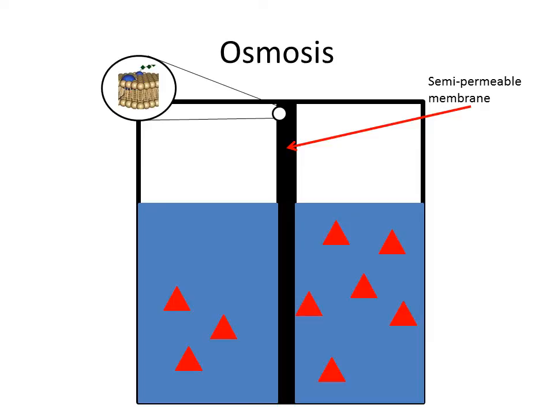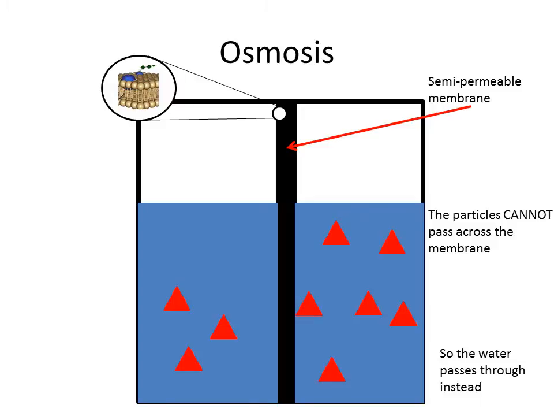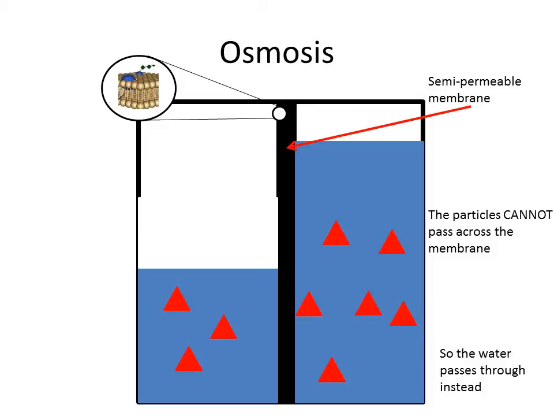Osmosis. We have a beaker here full of water and have some particles on one side and some particles on the other. And in the middle we have a semi-permeable membrane, like a cell wall. The particles cannot move across the membrane, they're too large to. So the water passes through instead to try and make an equal concentration gradient. There's half as much water on this side as there is on this side because there's more particles over here than over here.